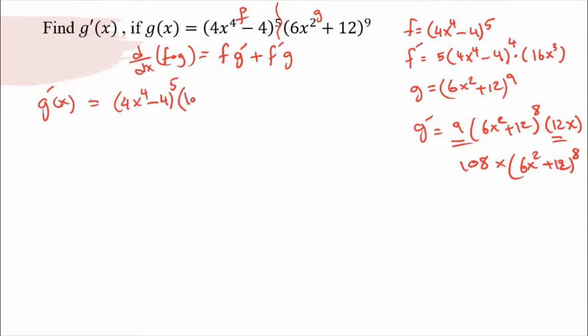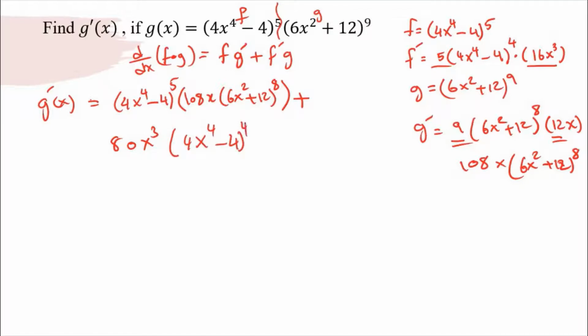So I'm going to plug it here. 108x times (6x squared plus 12) raised to the eighth power plus f prime, which is that expression. 5 times 16 is 80x cubed, times (4x to the fourth minus 4) to the fourth power. This is f prime times the function g, which is (6x squared plus 12) to the ninth power.